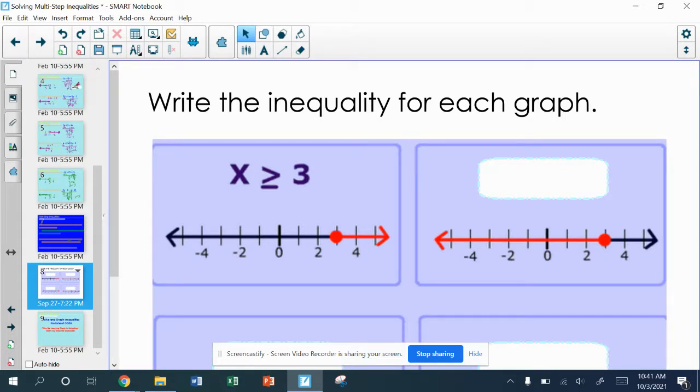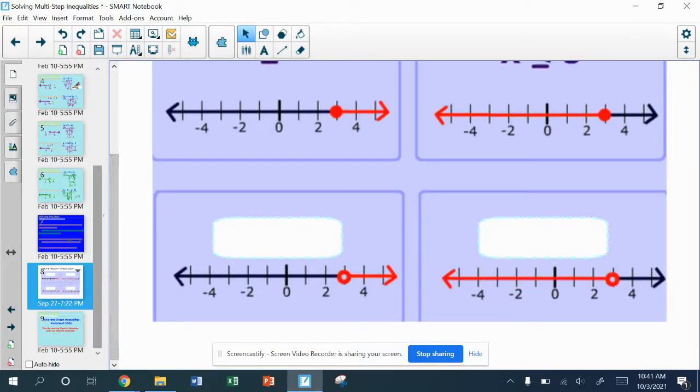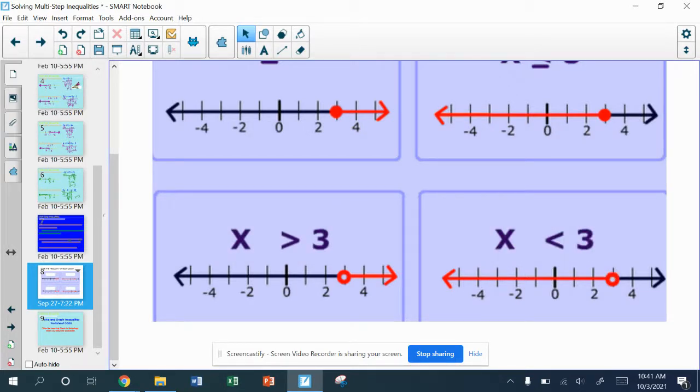Same number, still using 3 on this one, still filled in, but it's going to the left. So the difference is going to be that it's going to be X is less than or equal to 3. Okay, look at these two. They match the ones right above them. It's just that they've got open circles because this one's an open circle at 3. It'll just be that X is greater than 3. Open circle at 3, but going to the left, X is less than 3.